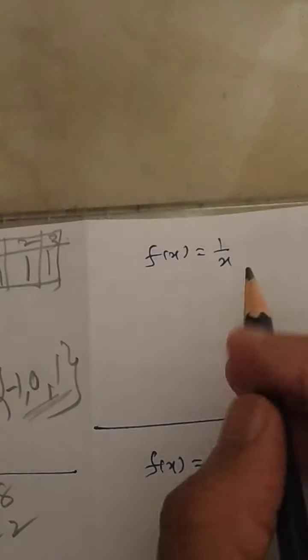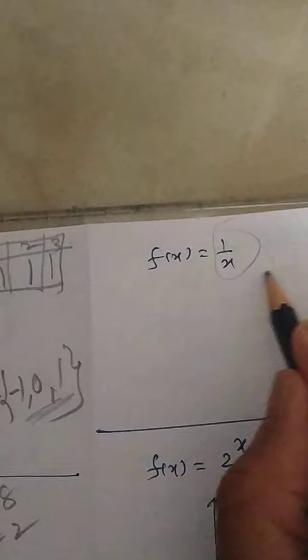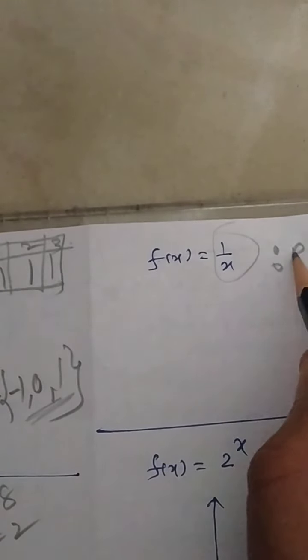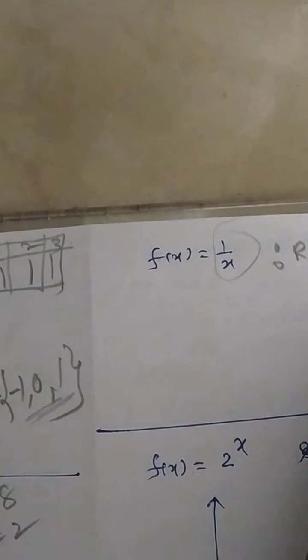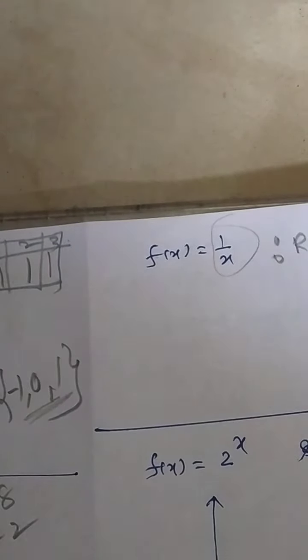Quickly I am going to plot the graph for 1 by x. This is not defined at 0. So R minus 0 will be the answer. R minus 0 is the domain. Now we will talk about the range.